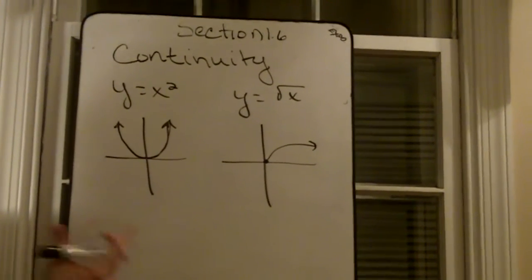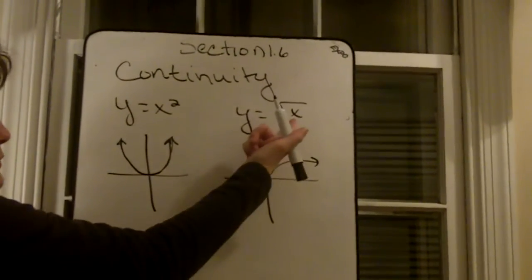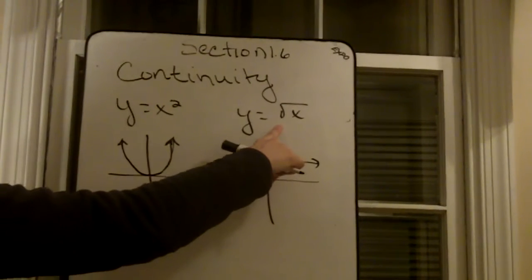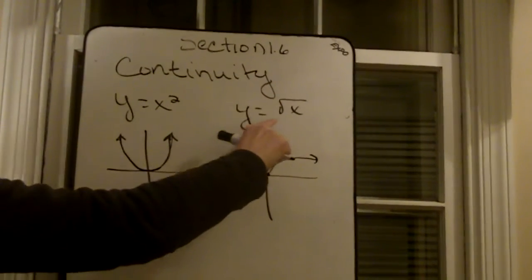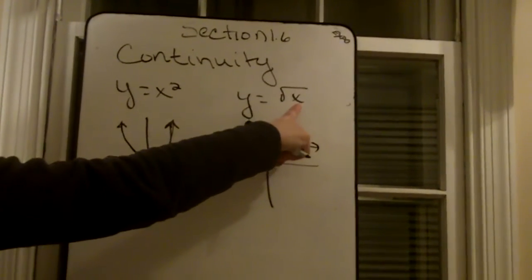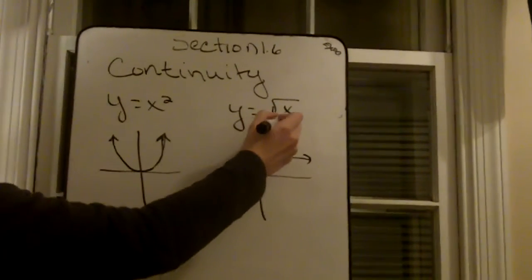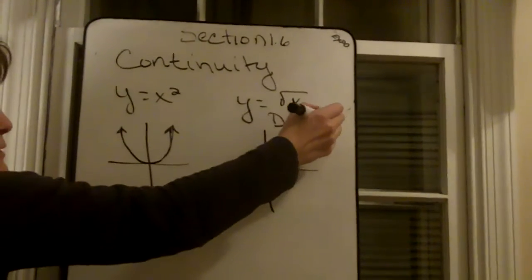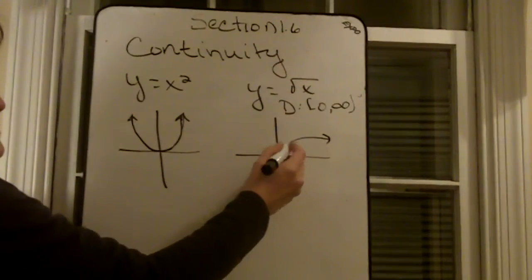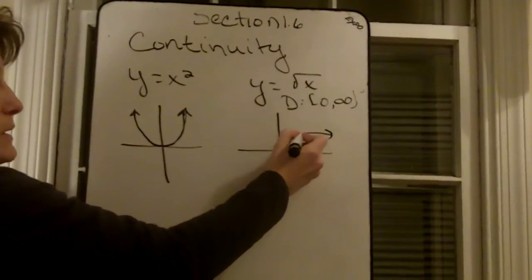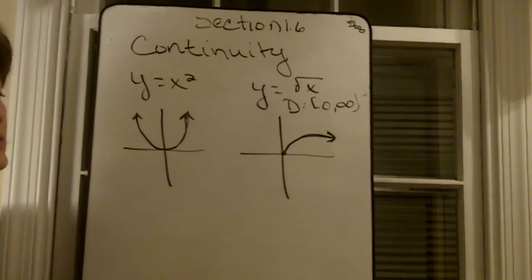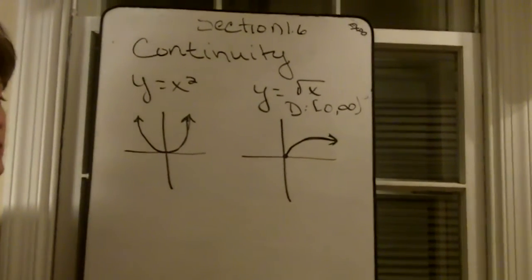But they are continuous on their domain, because the square root of x in the real number system cannot have a radicand that is negative. So the domain of this is all the numbers from 0 to infinity, and as long as I use those, I don't have to pick my pen up to draw the square root of x. It is a continuous function.